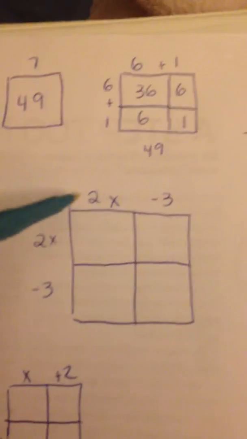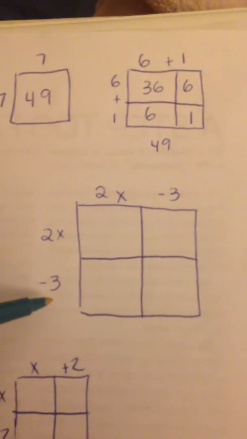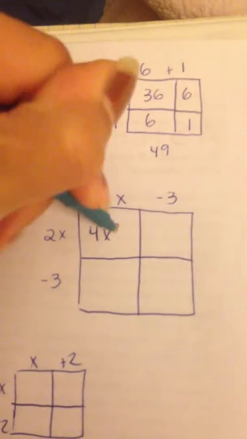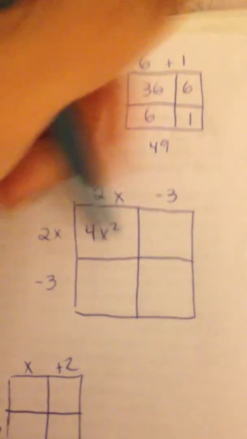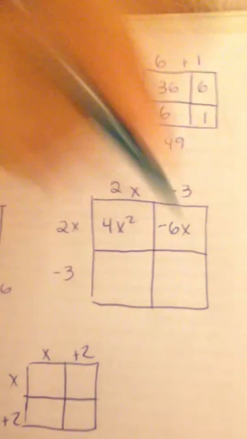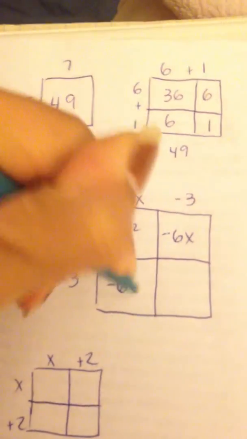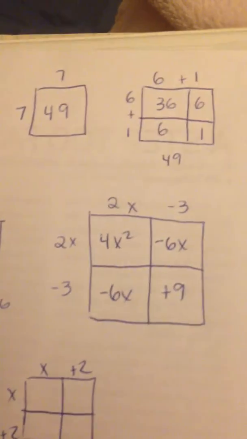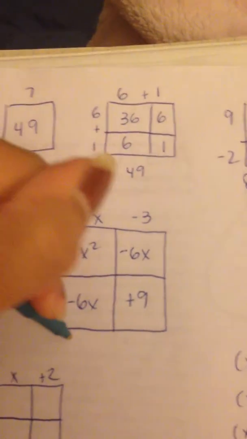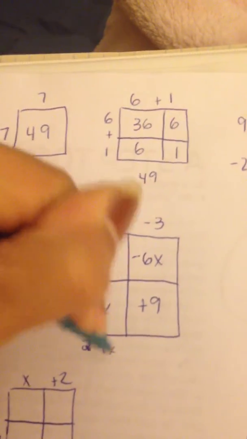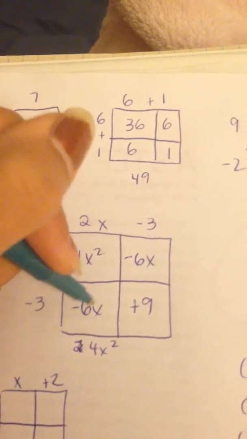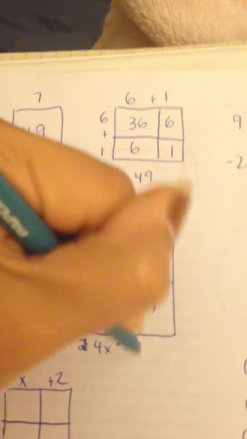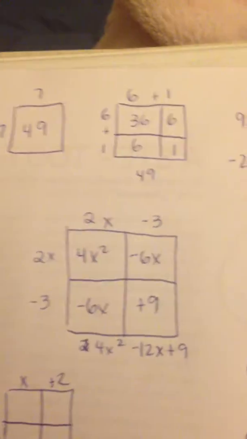Here's another square, 2x minus 3 times 2x minus 3, 4x squared. Negative 3 times positive 2x is negative 6x. Same thing again. And then negative 3 times negative 3 is a positive 9. And then so we end up with 4x squared, combine like terms, negative 6x plus negative 6x is negative 12x plus 9.